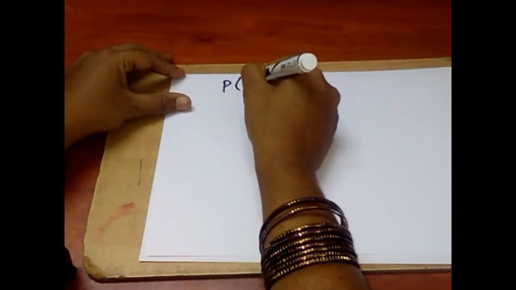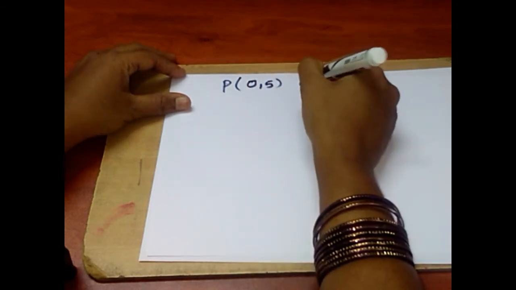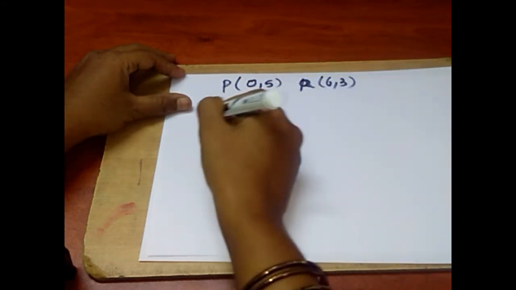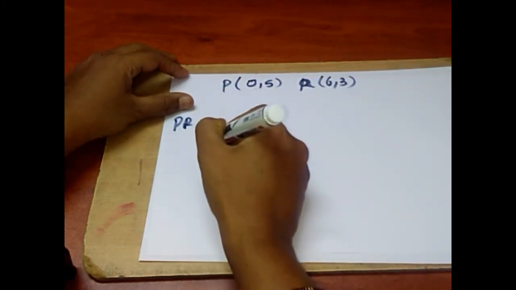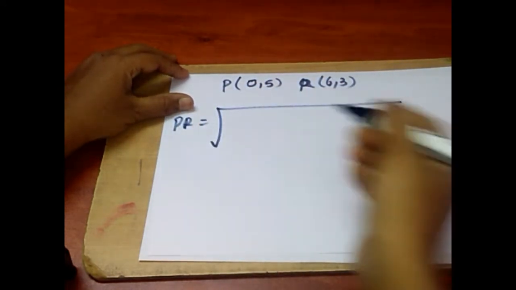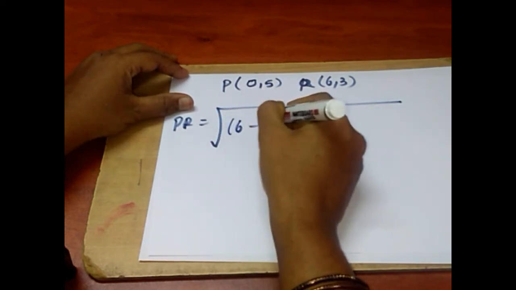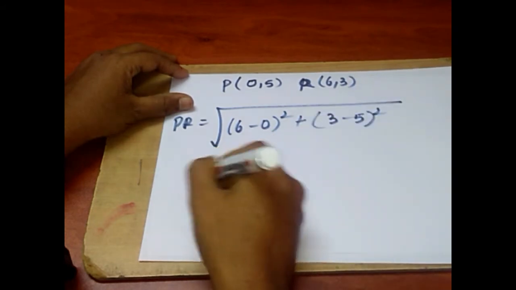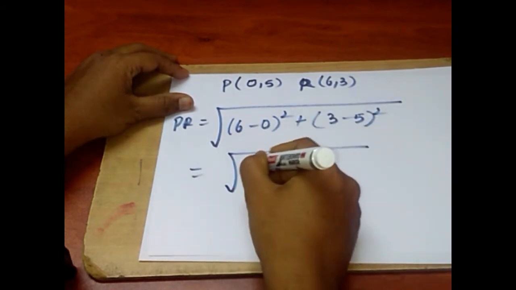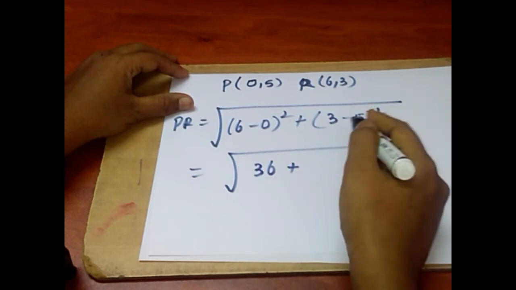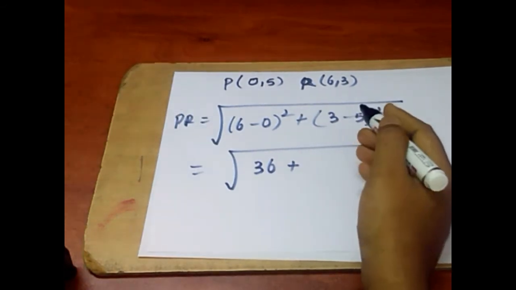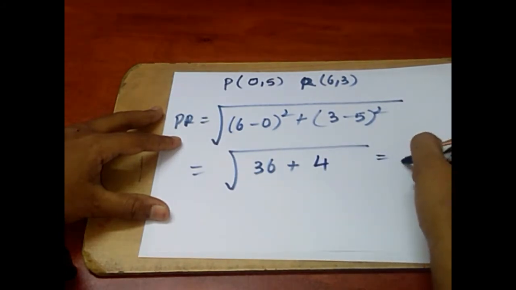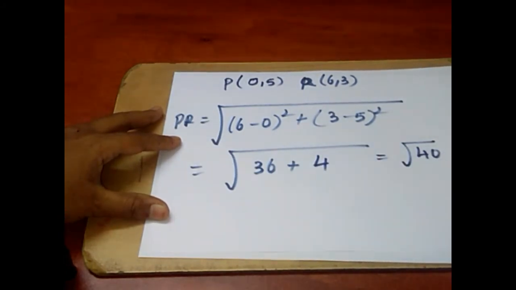Point P is 0,5. Point R is 6,3. Let us calculate PR. Square root of x2 minus x1 whole square plus y2 minus y1 whole square. 6 square is 36. Here 3 minus 5 is minus 2. So minus 2 whole square is plus 4. 36 plus 4, square root of 40.